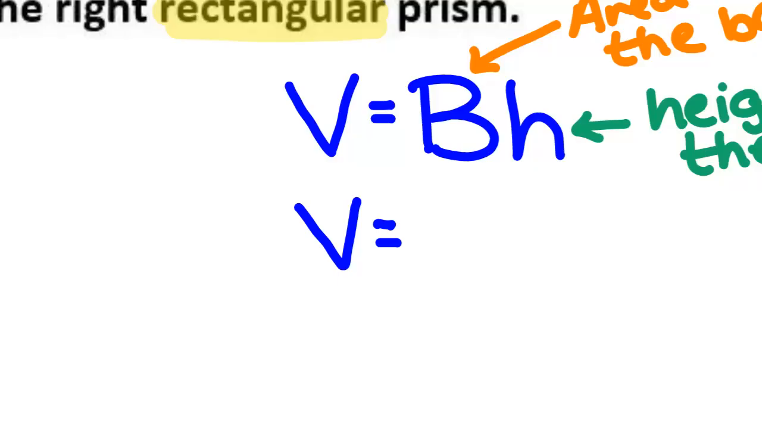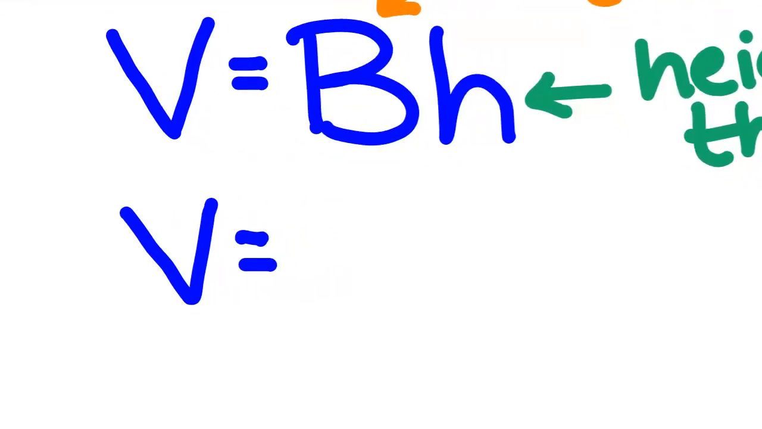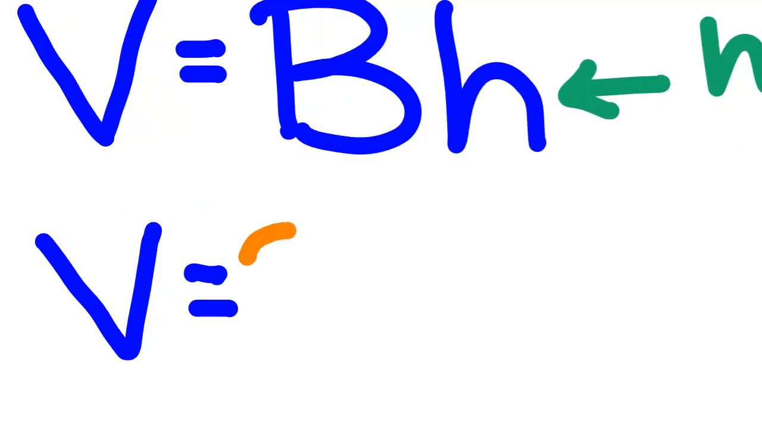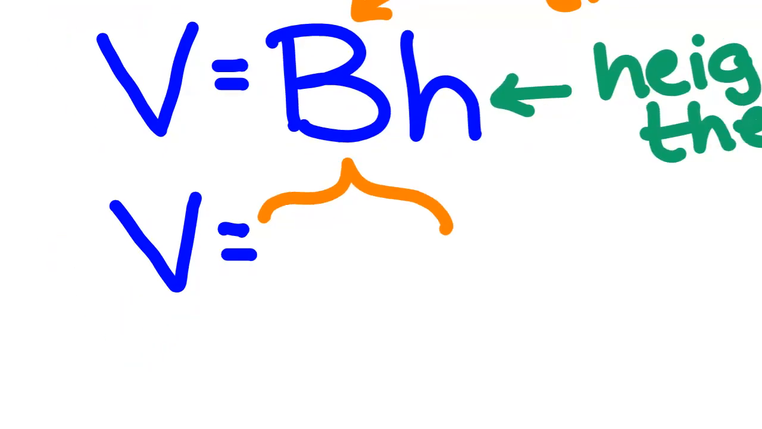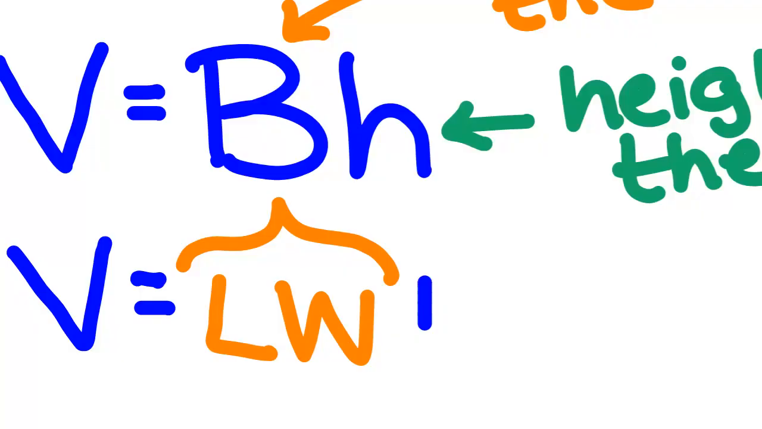How do you find the area of a rectangle? Length times width, yes. So the area of the base is going to be length times width, and then multiplied by the height.